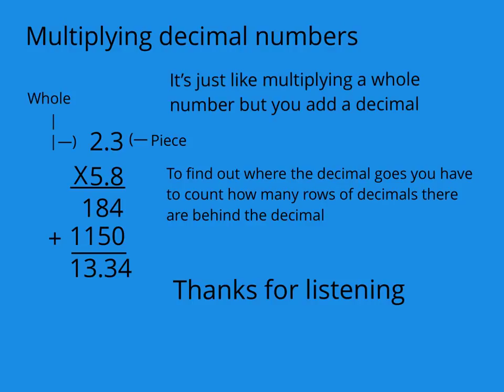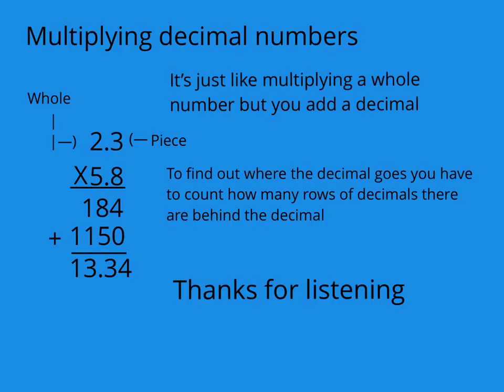So we got the whole, which is the 2, and the piece of a number is the decimal, behind the decimal, which is the 3. So it's just like multiplying a whole number, except you add a decimal. So we got our question right here. We do all the math, and we end up with, on the 8, 184.